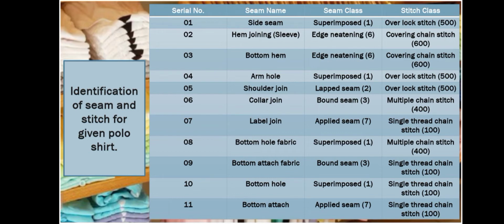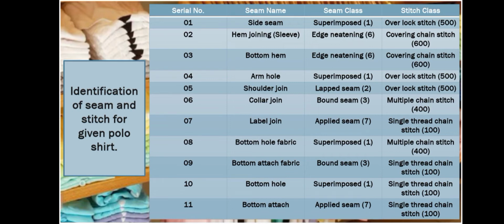Side seam: seam class is 1, that means superimposed, and stitch class is 500, that means overlock stitch. Hem joining: seam class is 6, that means easy knitting, and stitch class is 600, that means covering chain stitch. Bottom hem: seam class is 6, that means easy knitting, and stitch class is 600, that means covering chain stitch.